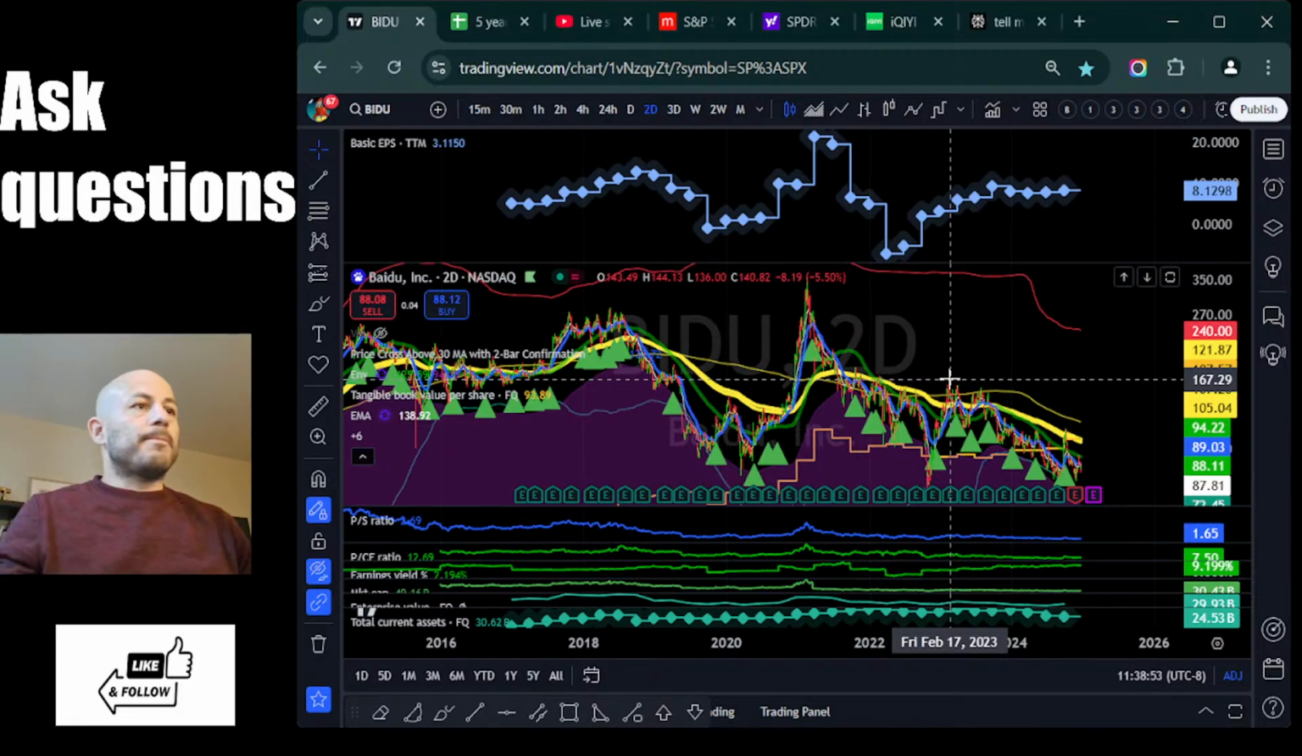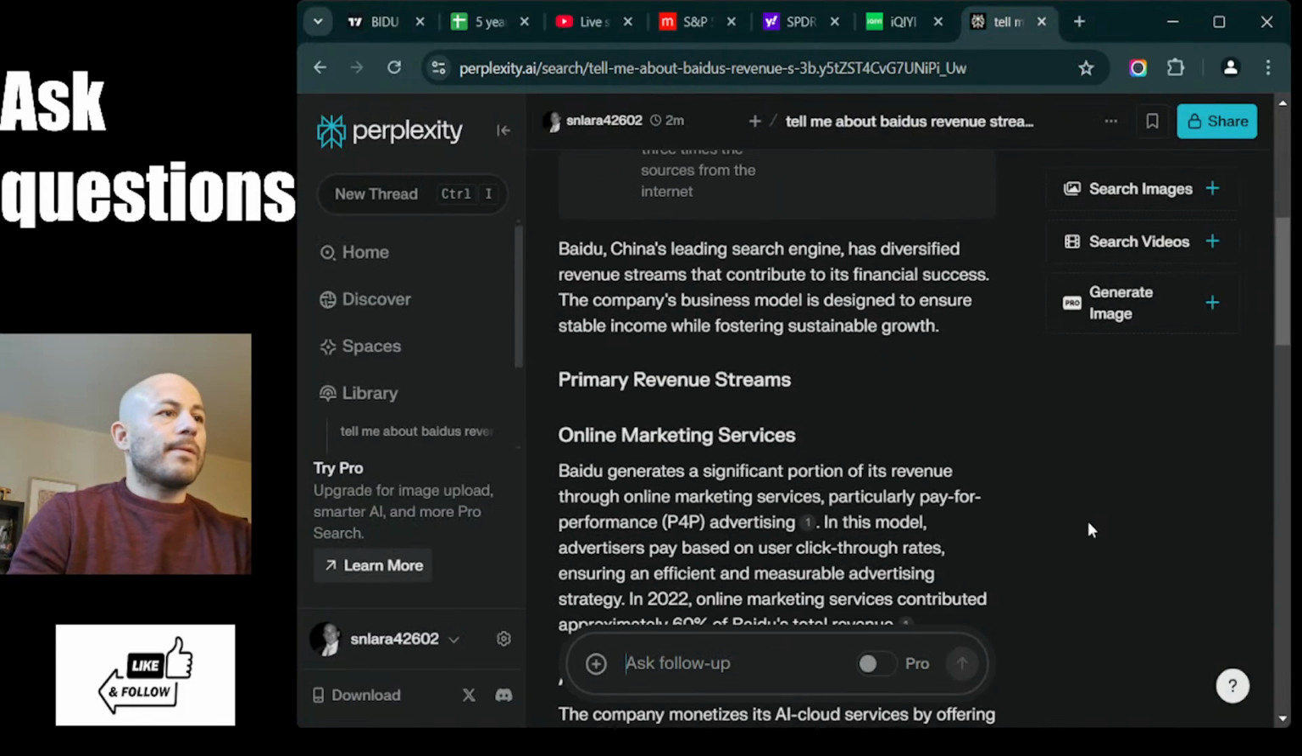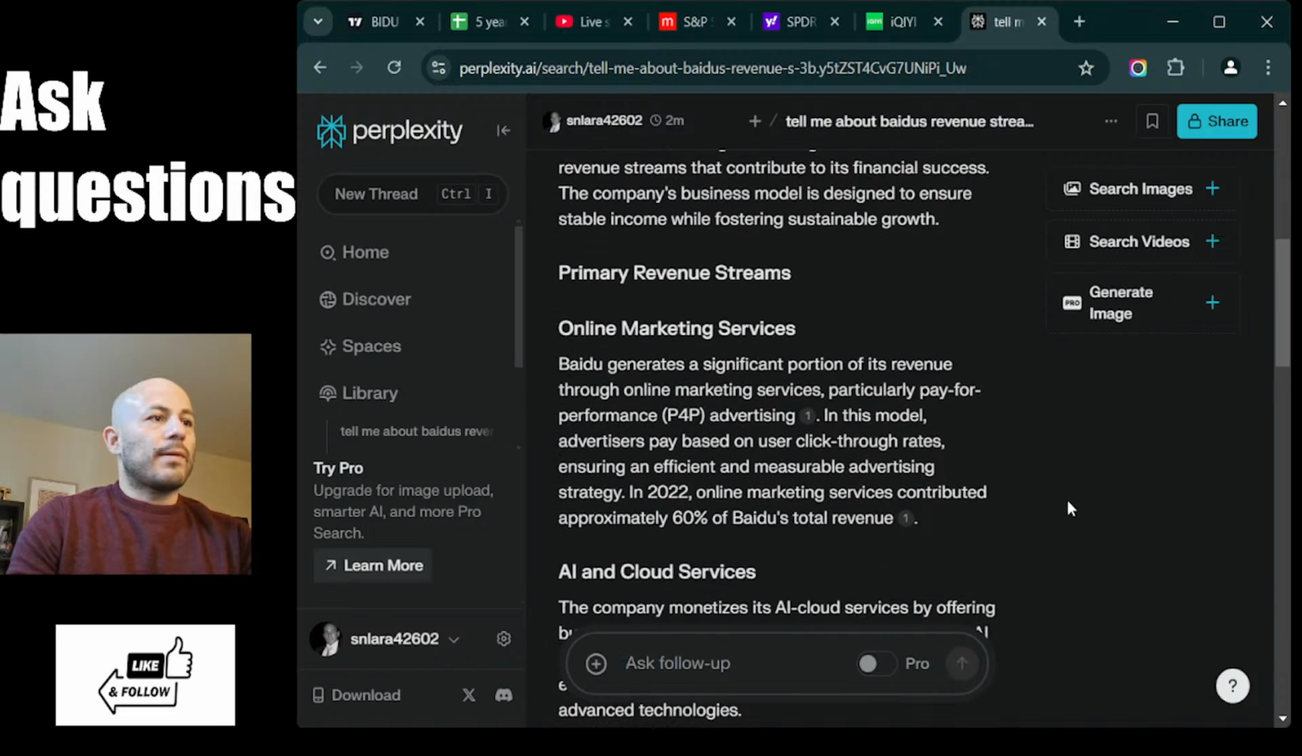All right, let's go back to the AI. Tell me about Baidu's revenue streams. Baidu, China's leading search engine, numero uno, has diversified revenue streams that contribute to its financial success. The company's business model is designed to ensure stable income while fostering sustainable growth.